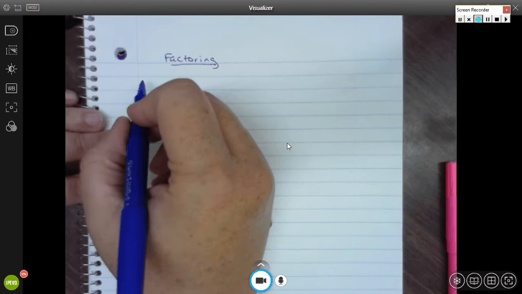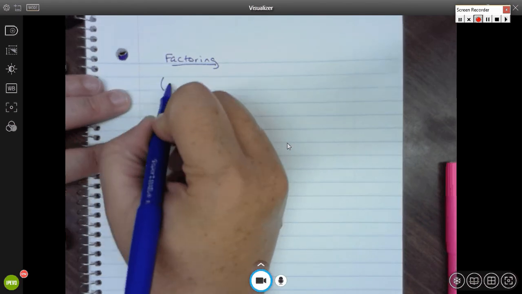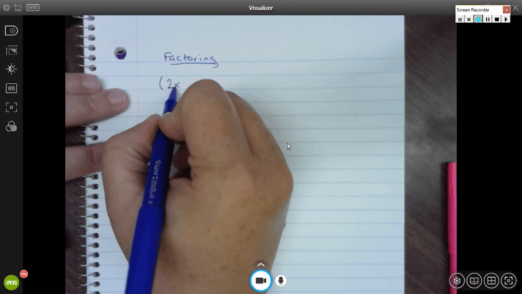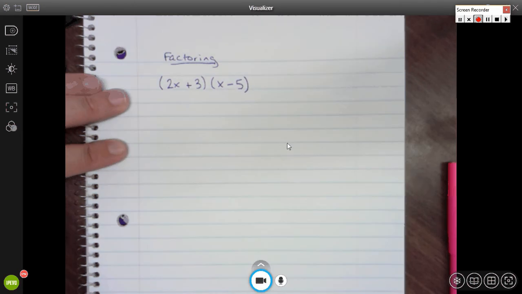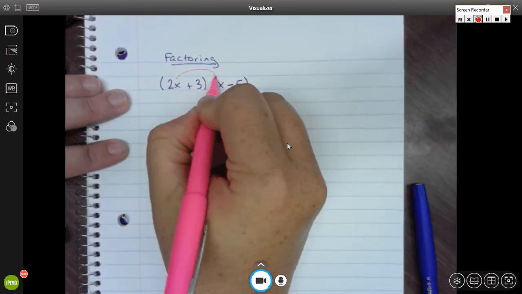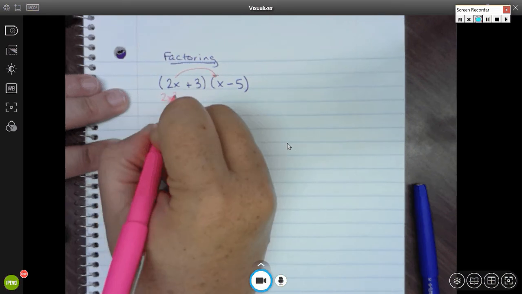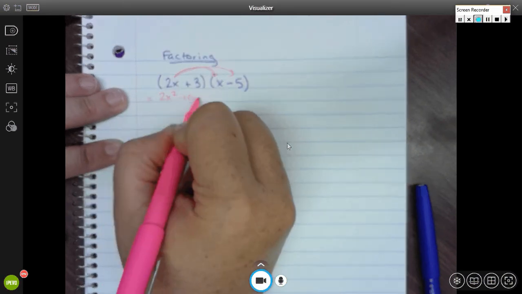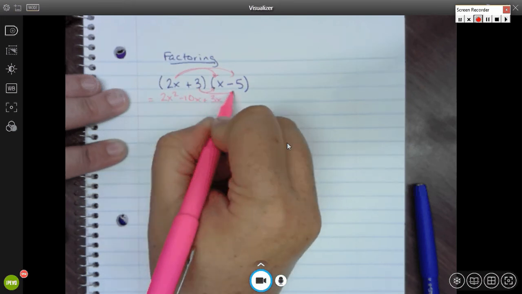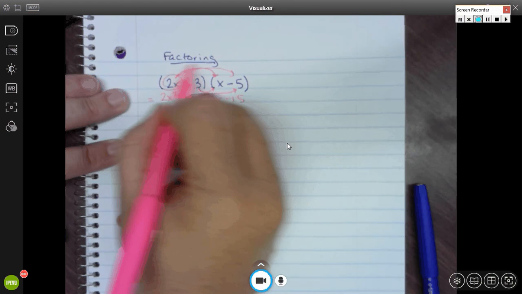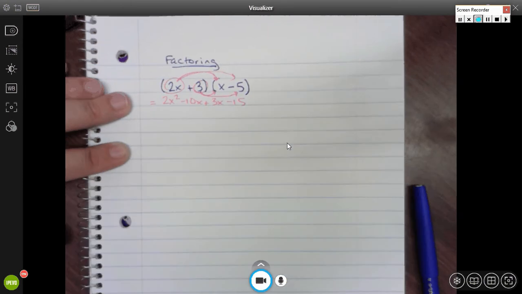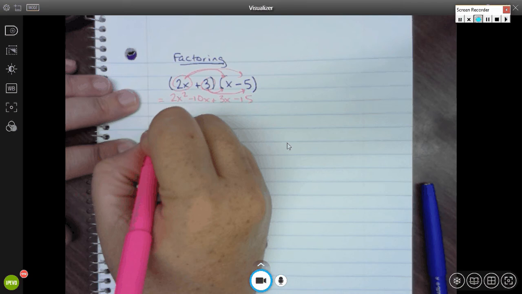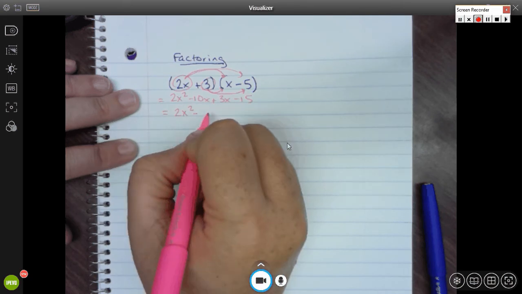Now, just as a recap, when we factor, what we're doing is the opposite of distributing. So if I had these two binomials and multiplied them, I would start by distributing this first term to everything in this parentheses, so I would have 2x squared minus 10x plus 3x minus 15, right? I took this term and distributed to everything, and then I took this term and distributed to everything. Now I combine my like terms here, negative 10x and 3x.